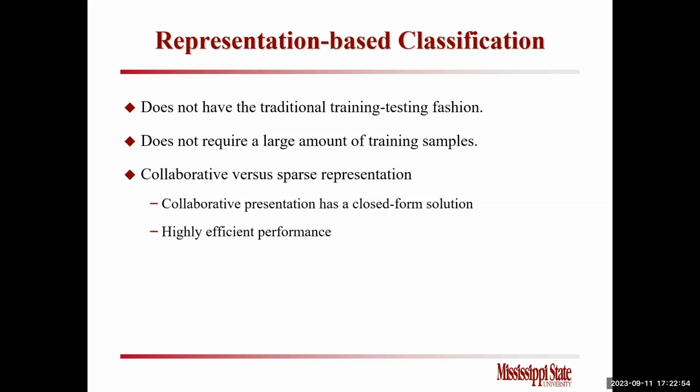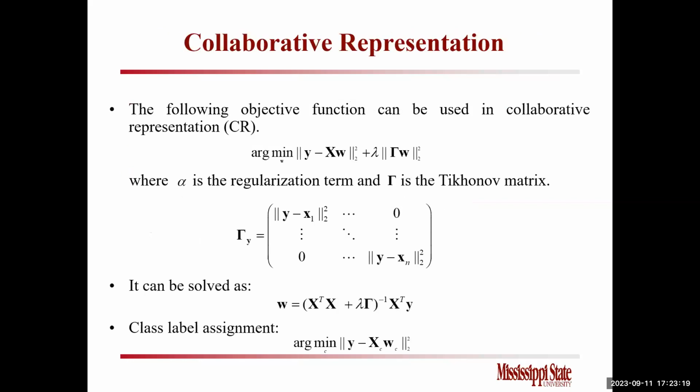So that is the main idea. And then we can apply this constraint. We can apply a sparseness constraint, or we can apply a collaborative constraint. In my research, I focus on the collaborative constraint simply because it has a closed form solution and the performance is highly efficient.